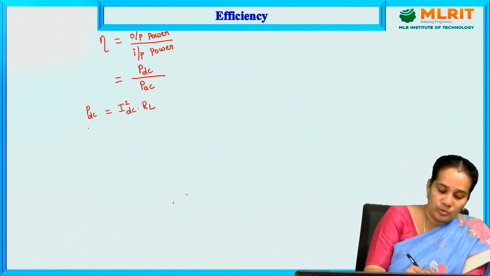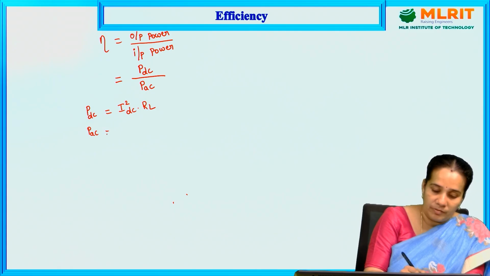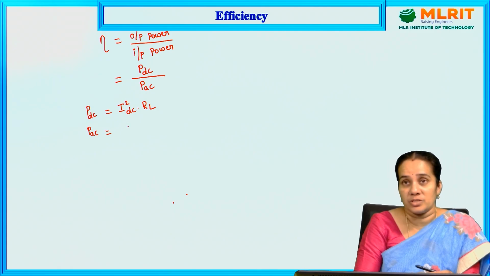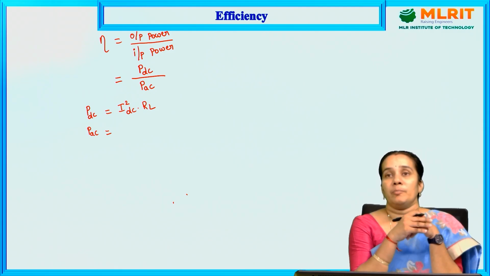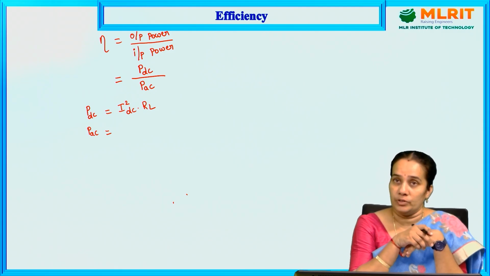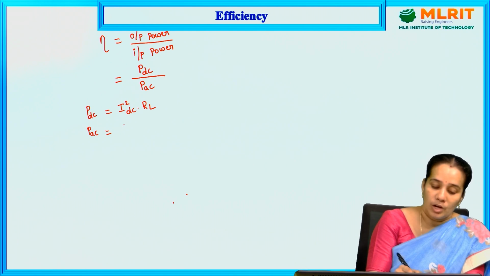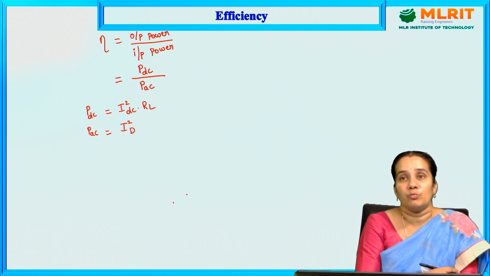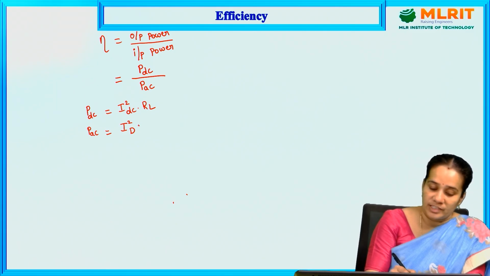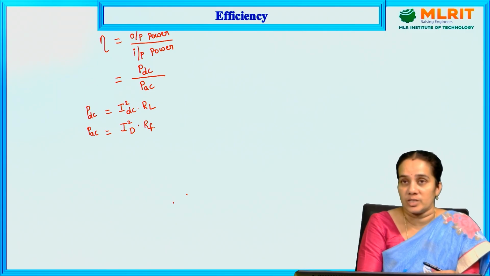Next, coming to the AC power. What is the AC power? The AC power is dissipated across the diode. Here AC power means we are taking it at the input side. For the input side, the AC power is delivered to the diode, I square D. For the diode, what do we have? The resistance. That resistance is nothing but the forward resistance. The forward resistance is very small.